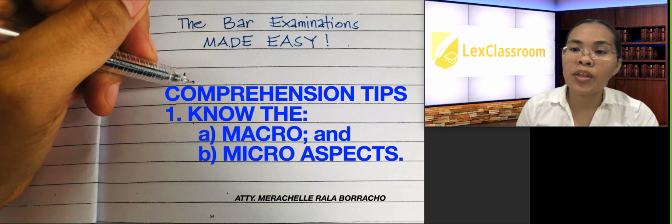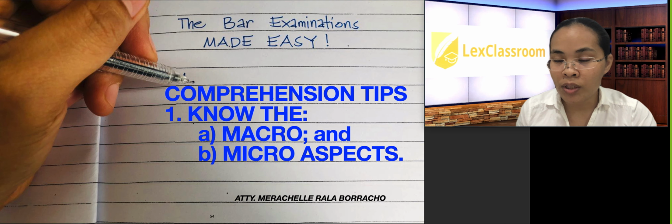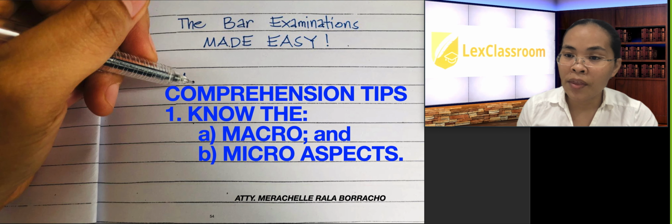Now, although the approach could be reversed also, like what I did was I studied first the annotated books, then I read the full text of the law, then I read the full text of the cases decided by the Supreme Court. So the law is the macro aspect. The micro aspect would be the case law or the decisions of the Supreme Court.